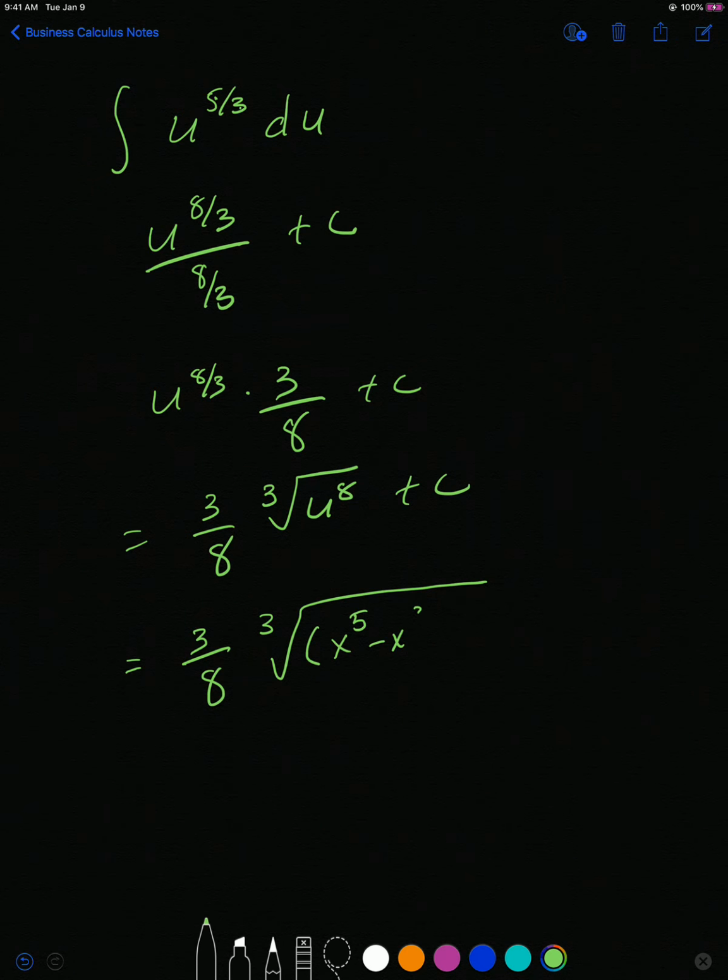x to the 5 minus x cubed plus 2x, raised to the 8, plus c.